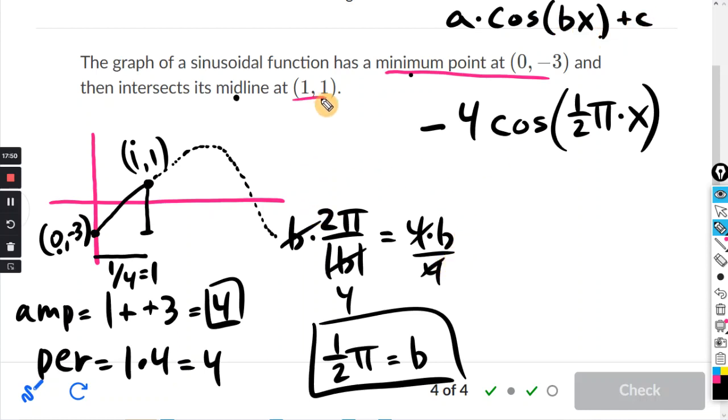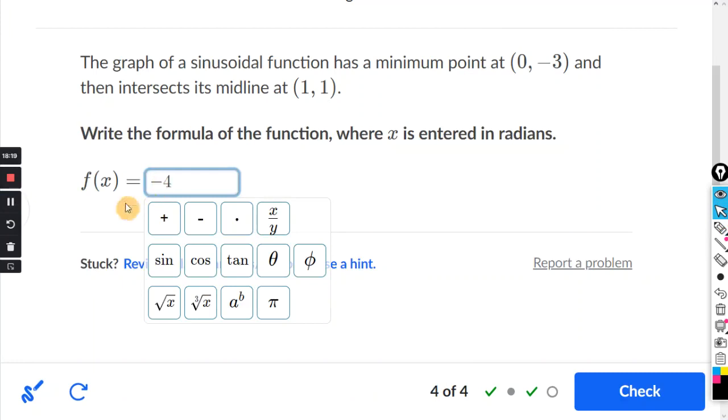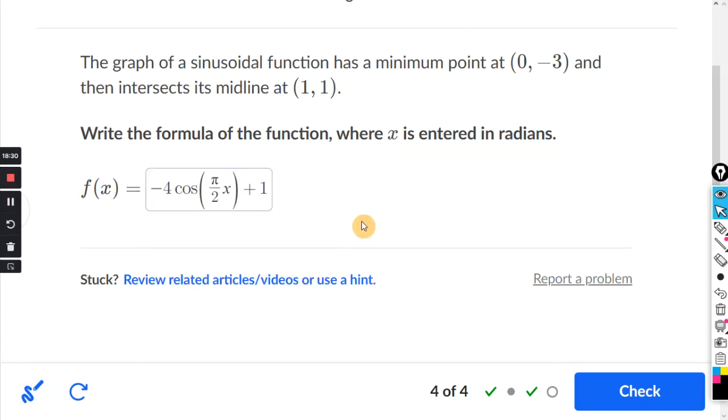Finally, the midline. The y-coordinate is at y equals 1. All right, see this here? That's your midline right there. That's at y equals 1, so it's plus 1. All right, so that's it. Instead of 1/2 pi, you can just make it pi over 2 if you want. That's the same thing. Anyhow, -4 cosine pi over 2x plus 1. All right, -4 cosine, parentheses, pi slash 2, x, and the plus 1 is outside the parentheses.